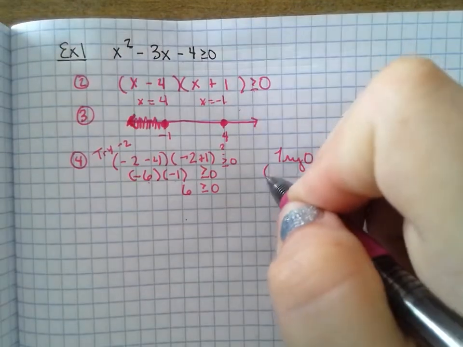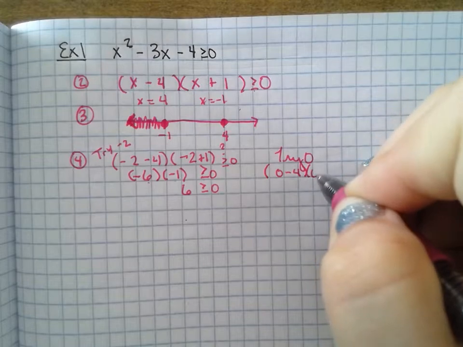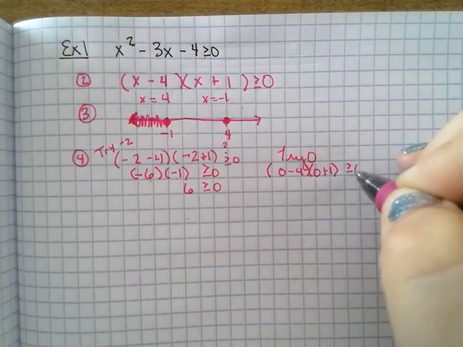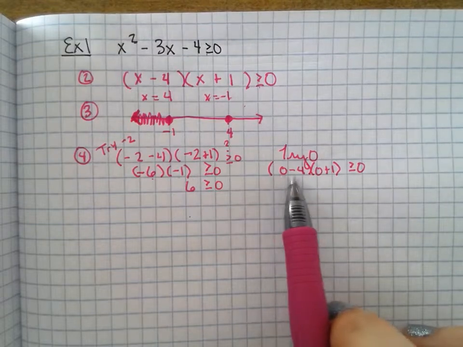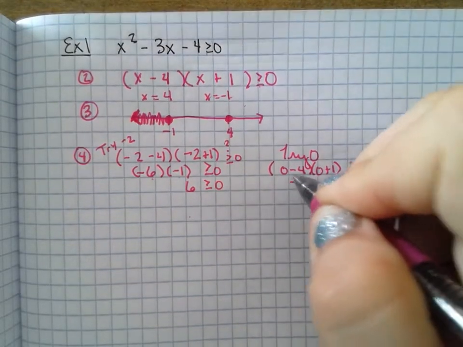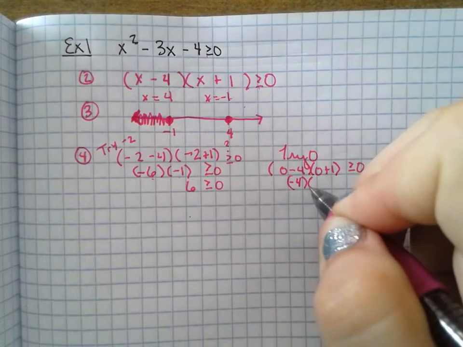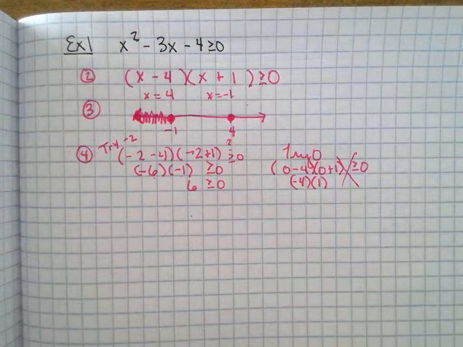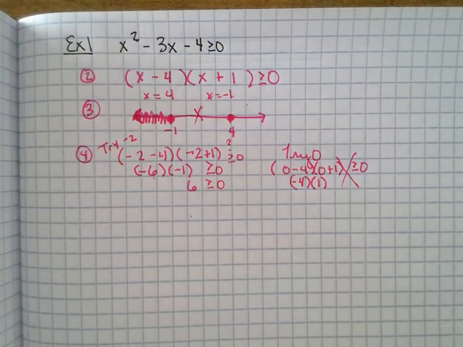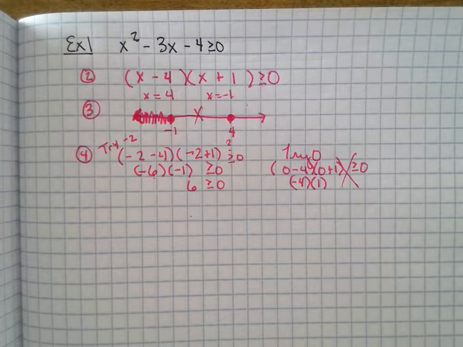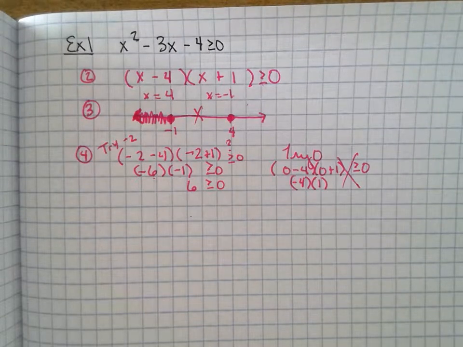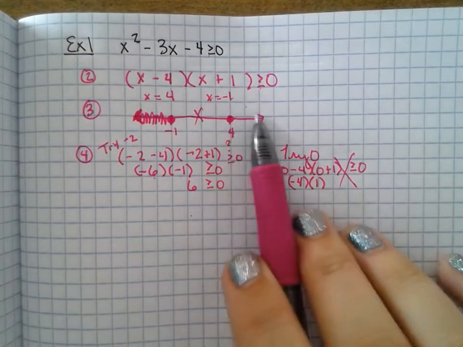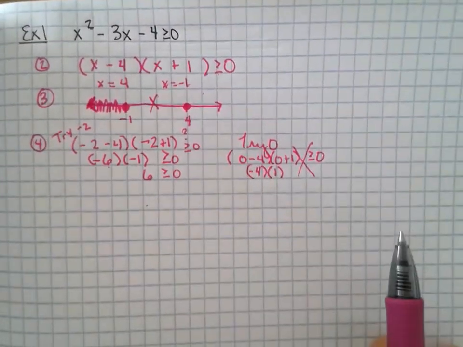So here I have 0 minus 4 and 0 plus 1, and I'm trying to see, is that greater than or equal to 0? Well, what is this going to give me? Negative 4 times 1. Is that greater than or equal to 0? No. That's going to be a negative 4. Negative 4 is not greater than or equal to 0, so this section does not work. No numbers between there will satisfy this inequality. You could have picked a positive 2 or a 1 and it wouldn't work either. Okay, we need to pick a number to try over here.